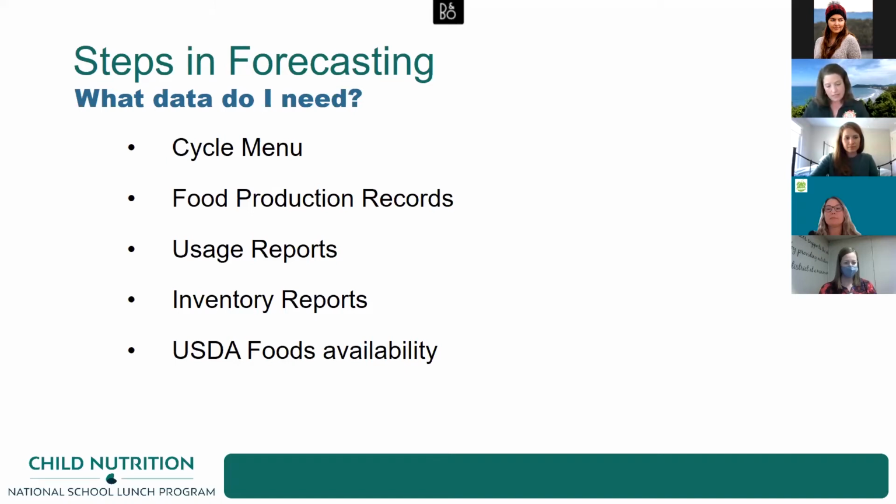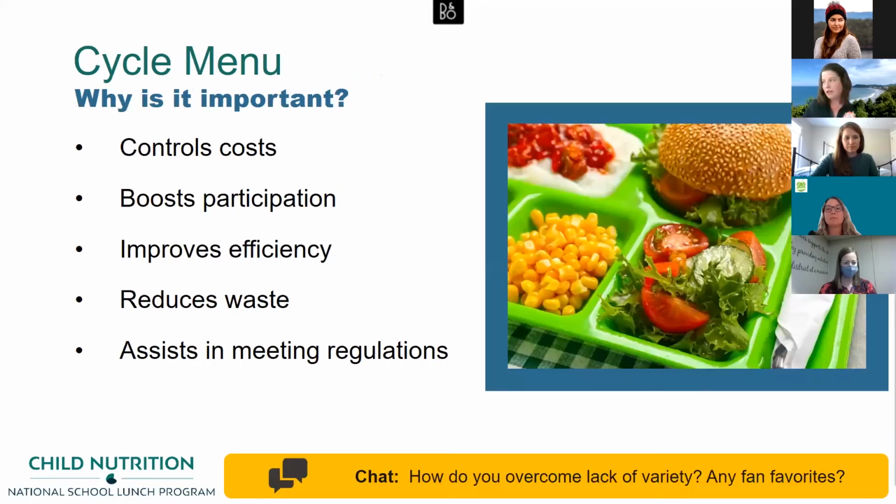So let's look at cycle menu. All of y'all, or a lot of y'all, seem to be doing that cycle menu, which is great. Why is a cycle menu important? So a lot of people, we know that it helps control costs. I know y'all are using all different types of cycle menus. Are they different possibly than what you normally would do? You've had to make dramatic changes.